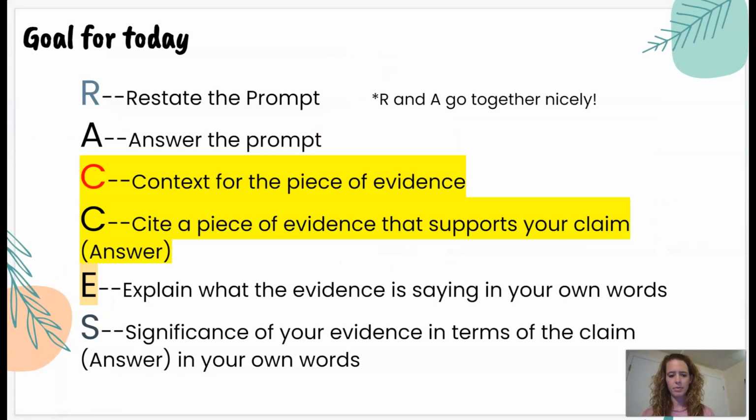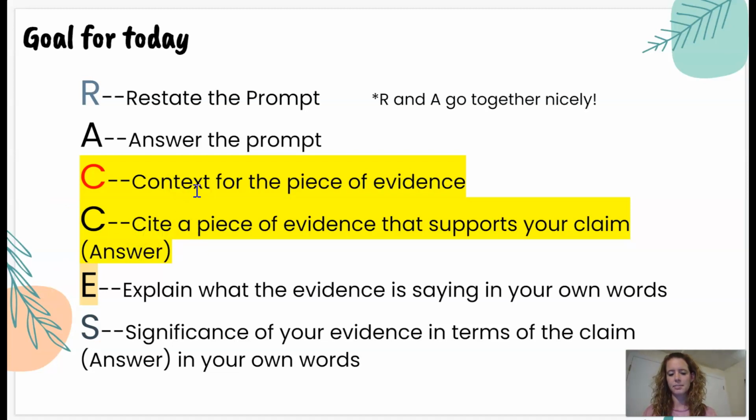All right, so we've already worked on R and A: restating the prompt with language from it, answering it, and creating some reasons that would support a claim. And now we need to add some evidence. So again, you can see the second C is cite a piece of evidence. And then C is context.